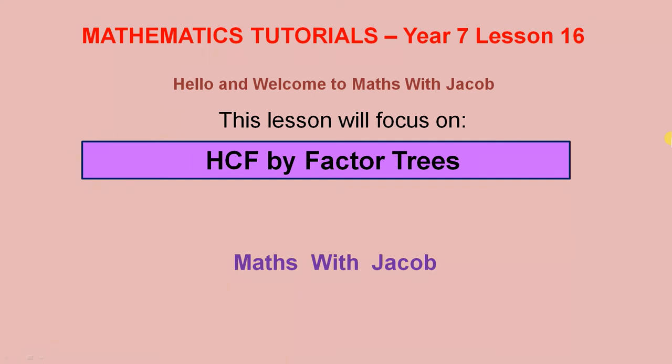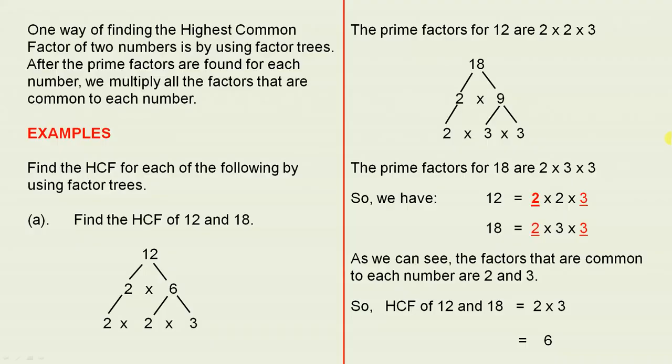This lesson will focus on HCF by factor trees. One way of finding the highest common factor of two numbers is by using factor trees. After the prime factors are found for each number, we multiply all the factors that are common to each number. Let's look at some examples.